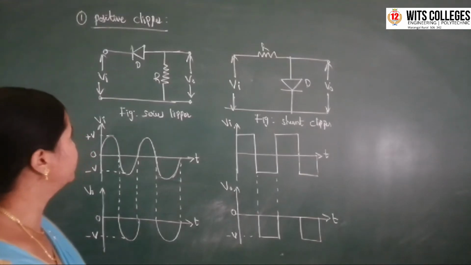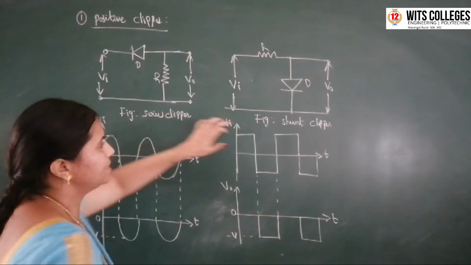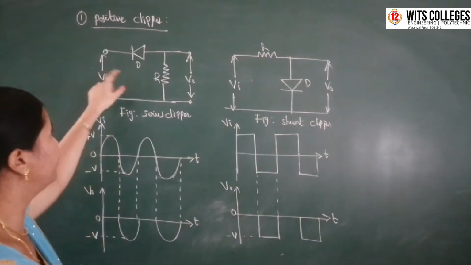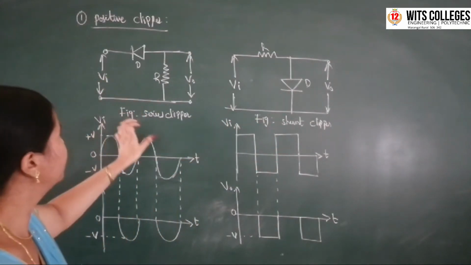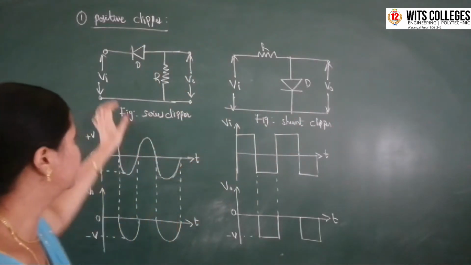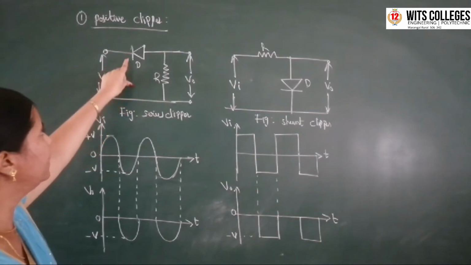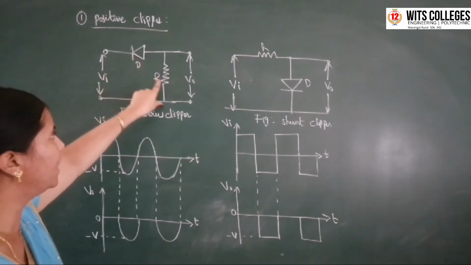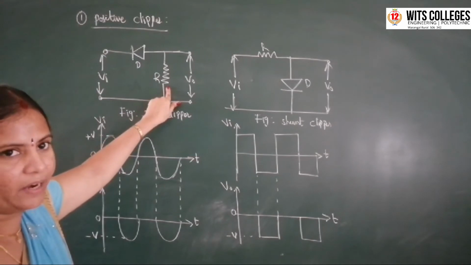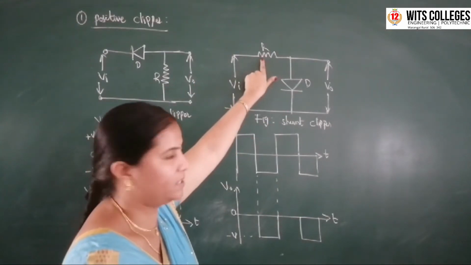So coming to the positive clipper, this is the series clipper diagram and this is the shunt clipper diagram. Again the clipper circuits are divided into 2 types: positive series clipper and positive shunt clipper. This is the circuit diagram of the positive series clipper. Here the diode is connected in series with the load resistor R. Here the diode is connected in shunt with the resistor R.